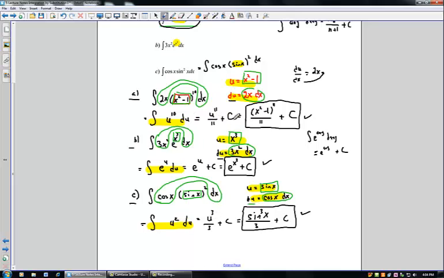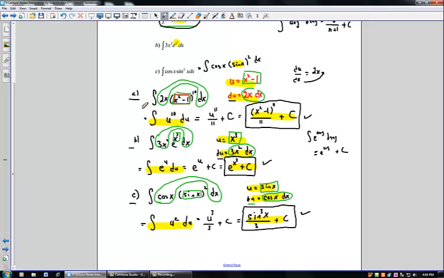I integrate, and then I plug back in. Plug back in, plug back in, plug back in. And so I have everything in terms of x in the end. So make sure when you do these problems, you do them exactly the same every time. You write u and du in the same spot, and then you write when you plug back in in the same spot. That'll make your life a lot easier on you.